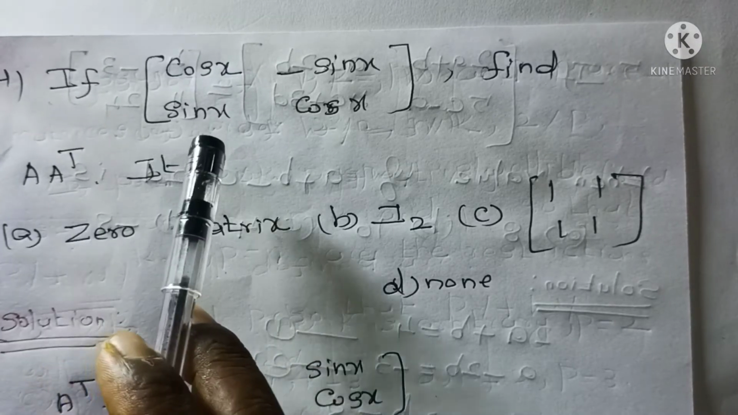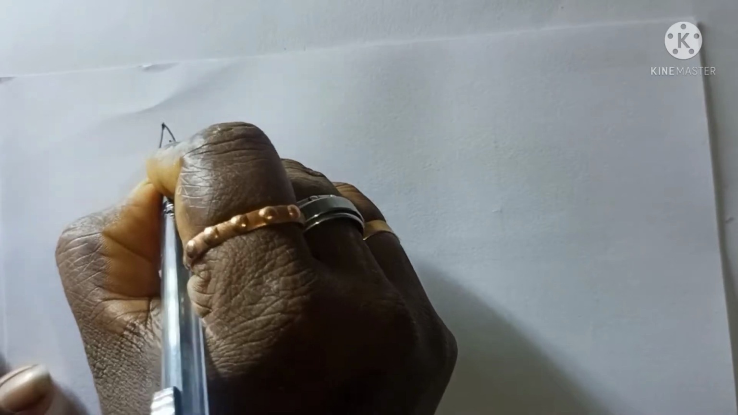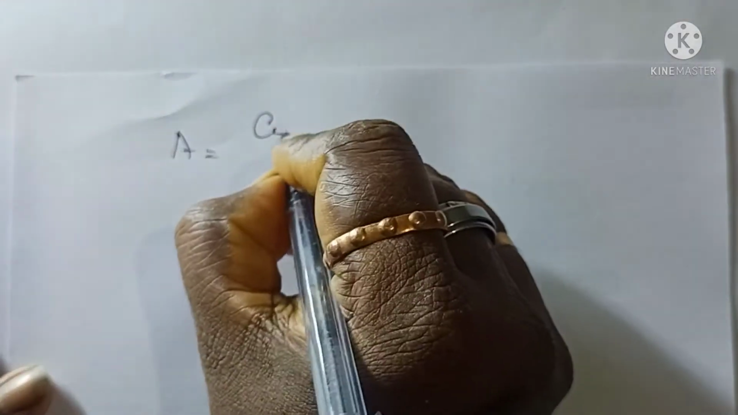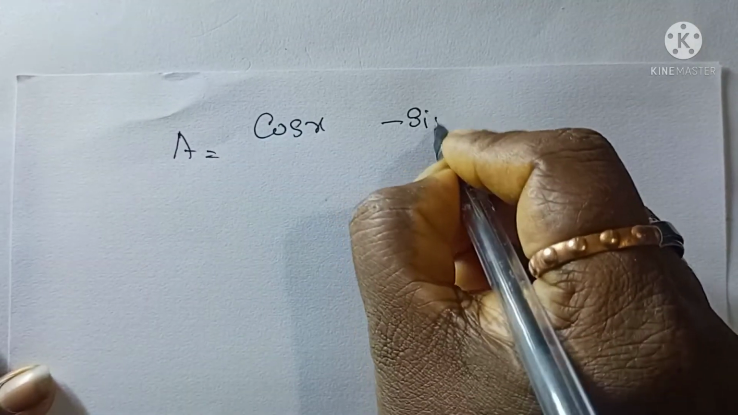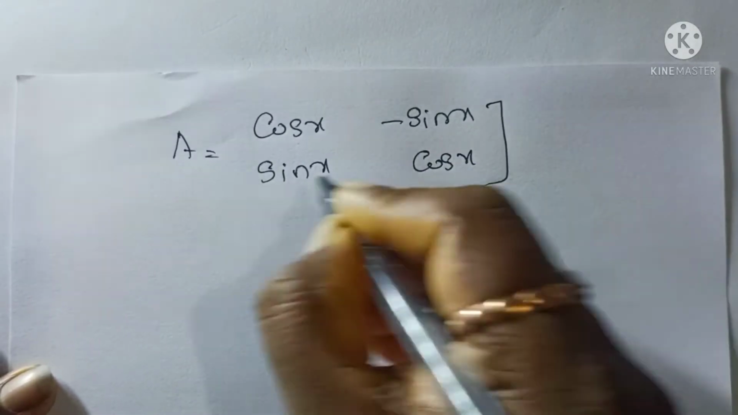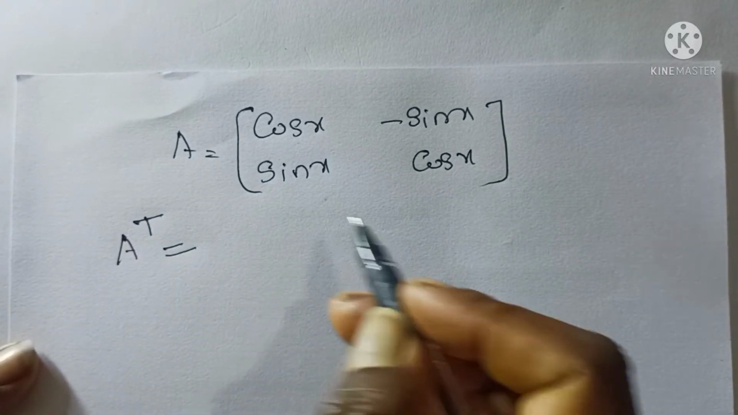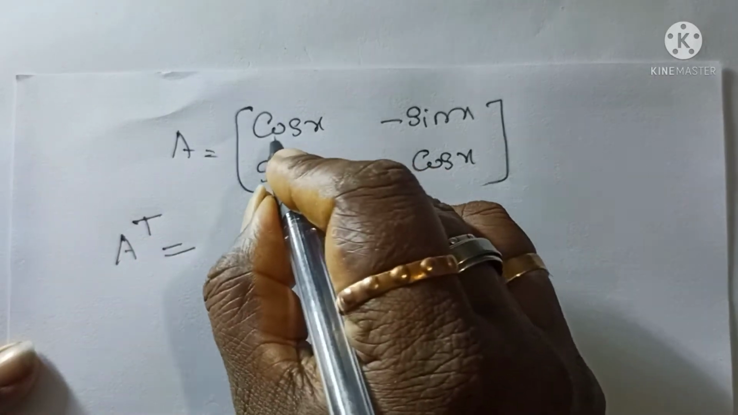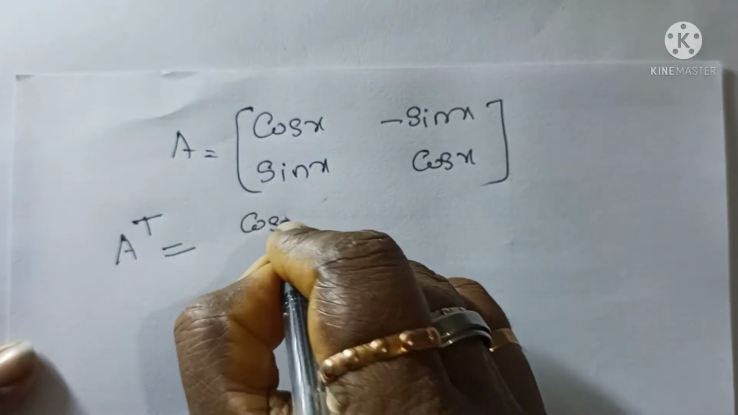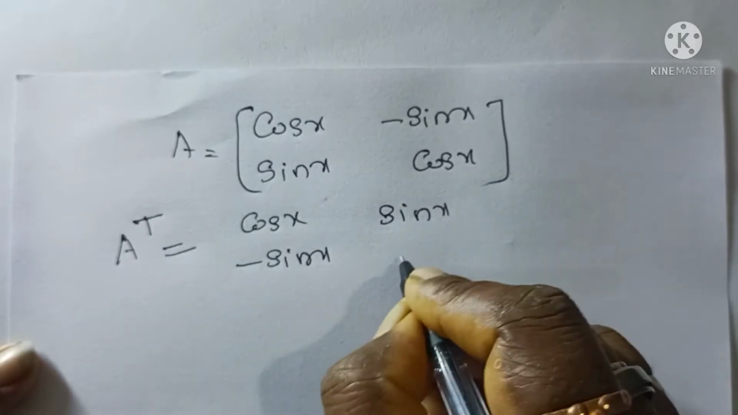So what is A transpose? You have to interchange rows and columns. First of all, you write A: cos x, minus sin x, then sin x, cos x. Then A transpose means you interchange rows and columns, so cos x, sin x will come here, then minus sin x, cos x.